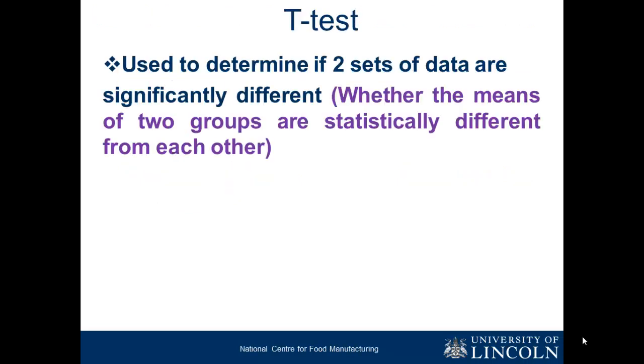Now, let's look at t-test. T-test is used to determine if two sets of data are significantly different. For example, you could have a product that you already have in market, and then you are developing another product, and you ask people their opinion about the existing product in the market and the new product you are developing.